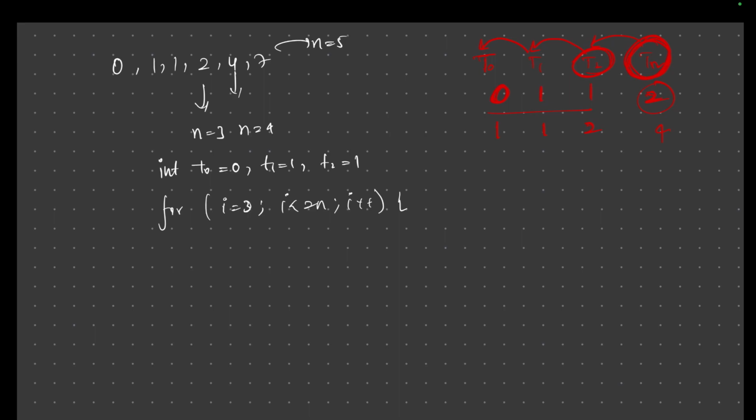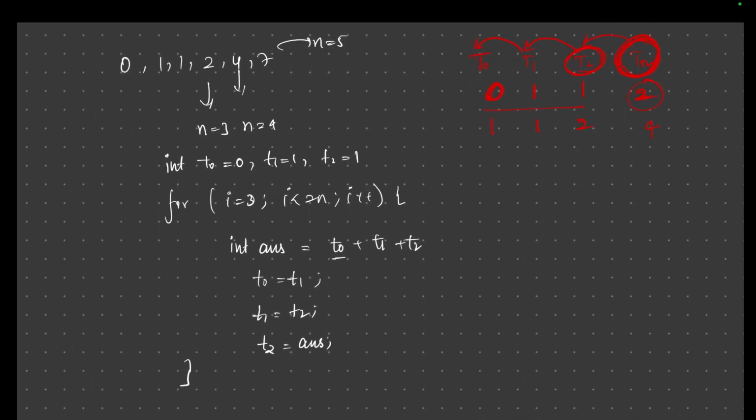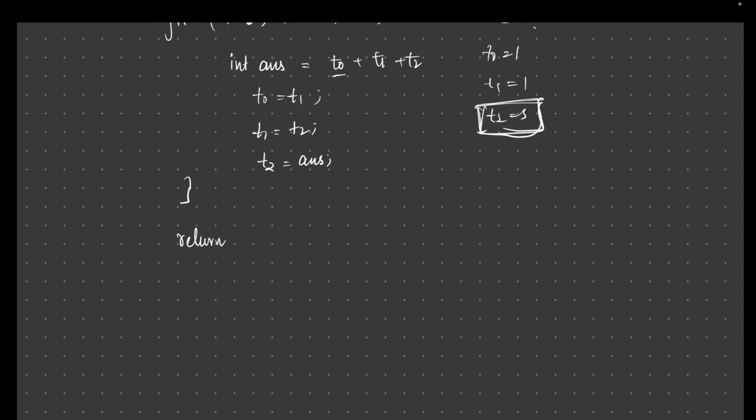I'm taking an auxiliary variable which is inside the for loop, so it takes only one space, so it doesn't matter. It is T0 plus T1 plus T2. Now your T0 will become your T1 because we are storing it, your T1 will become your T2, and your T2 will become your answer, right? After, let's say, three iterations you have done, your answer is 3, but where does this answer lie? T0 contains 1, T1 contains 1, and T2 contains 3. So your answer lies at T2, right? So now simply return T2.